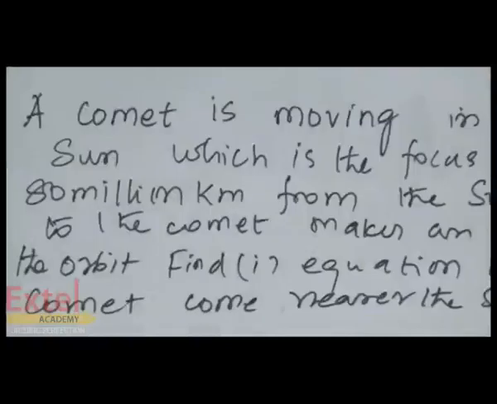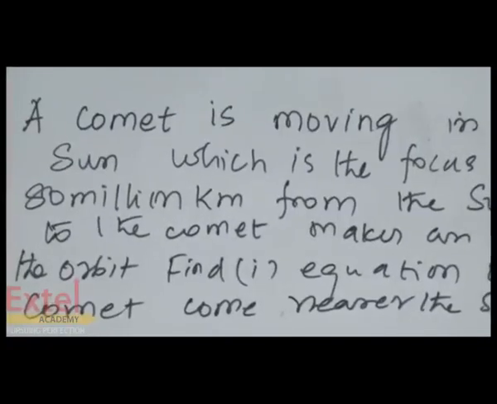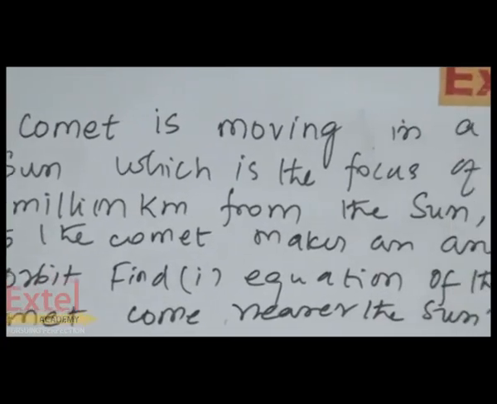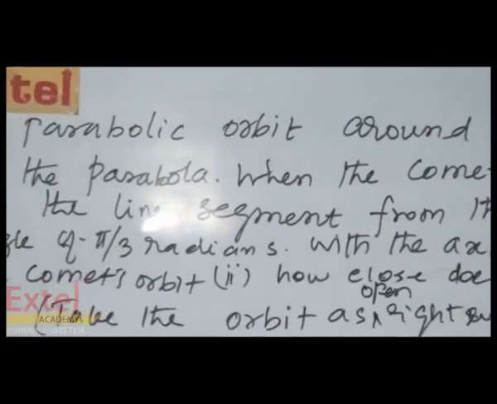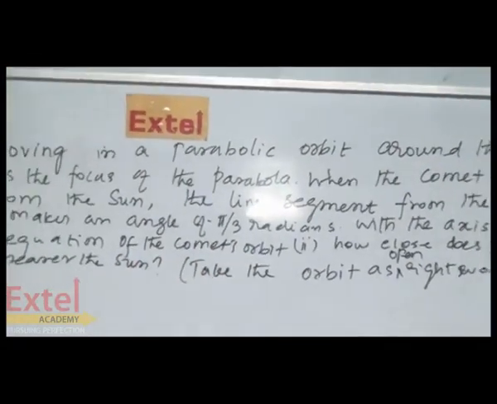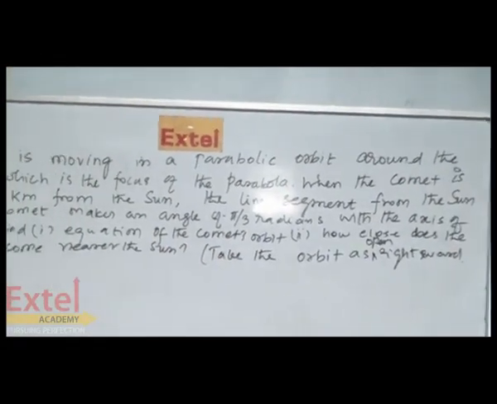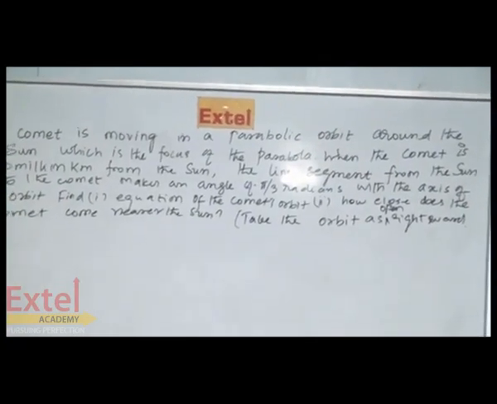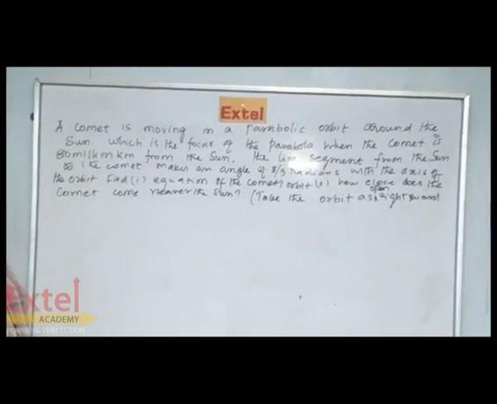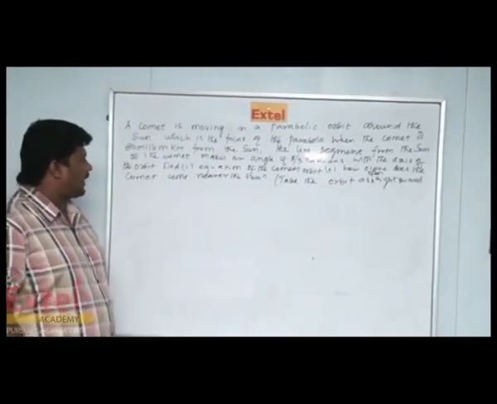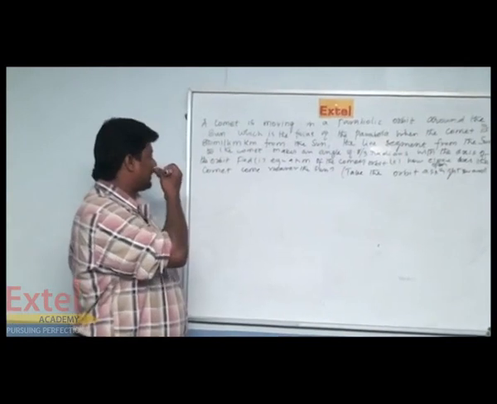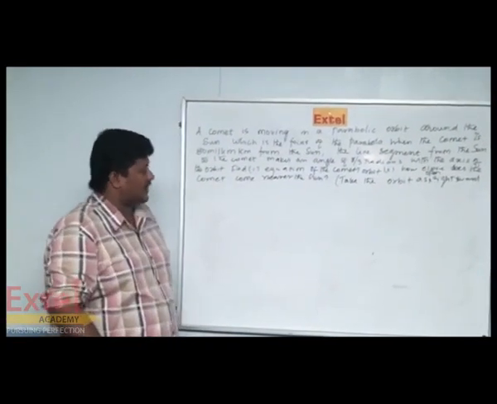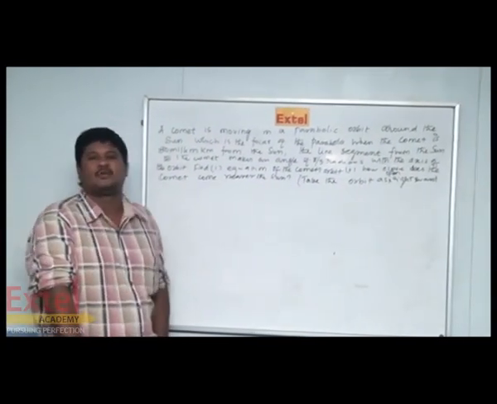So now the next problem in parabola. A comet is moving in a parabolic orbit around the sun, which is the focus of the parabola. When the comet is 80 million kilometers from the sun, the line segment from the sun to the comet makes an angle of pi/3 radians with the axis of the orbit. Now find the equation of the comet's orbit. How close does the comet come nearer to the sun? Take the orbit as open rightward.